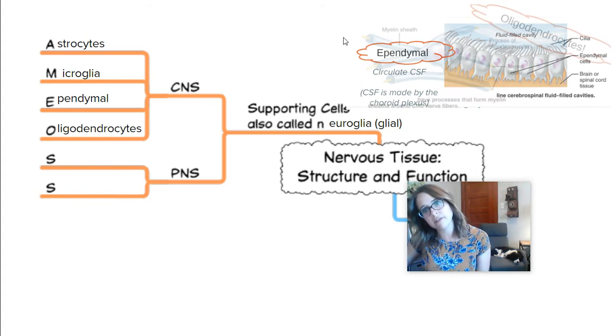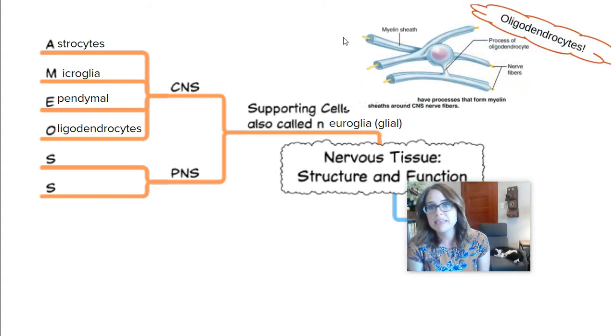Oligodendrocytes, my favorite ones of all. They make the myelin that surrounds those neurons in my central nervous system. So again, myelin looks white. Whenever we look at the cerebral cortex and we look at white matter and gray matter, oligodendrocytes are going to be in the area of the brain where we have white matter, more in the center. The gray matter tends to be on the outside in our brain, at least. All right, so these guys are just in the central nervous system.